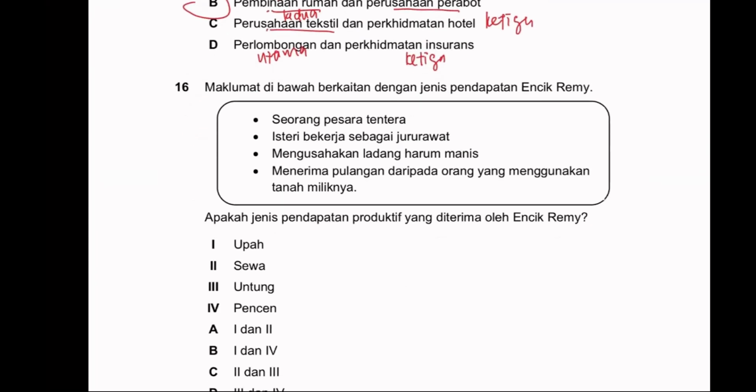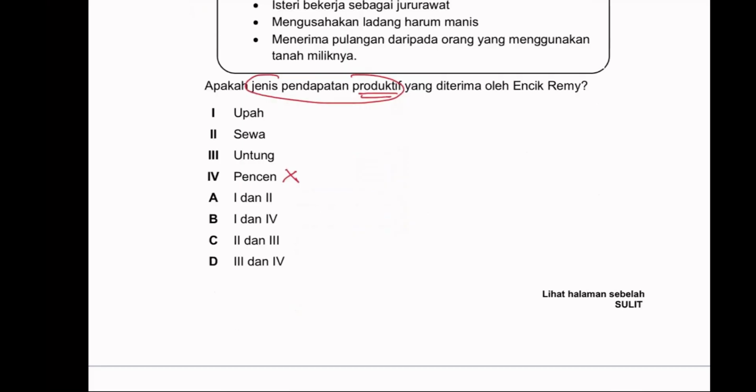Anyway. Here, jenis pendapatan produktif. When you see this one, you can terus cross number 4 already. And they said, Encik Remy seorang pesara tentera. Don't skip your message. Pengusaha. The one who make the perabot. People who make the perabot. Yeah. Sorry, I thought I answered. Okay, sorry. I read the question and then I answer in my brain, but I didn't read out. Sorry, my bad.